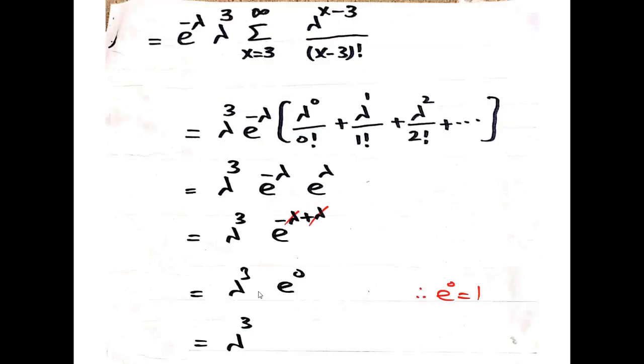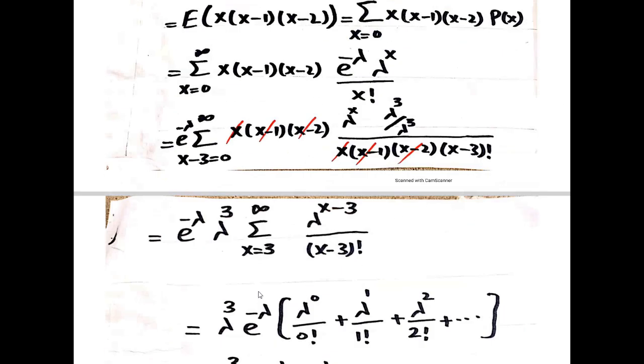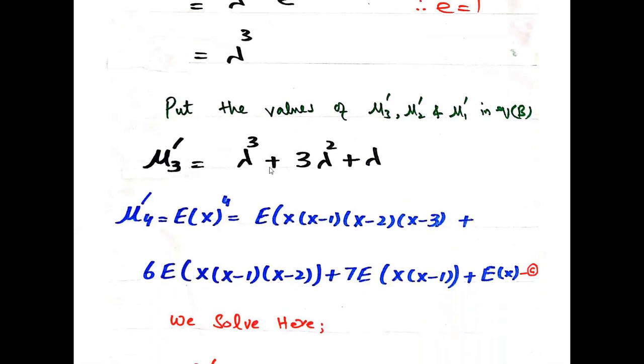So put the value in equation B, mu 3 prime is equal to lambda^3 plus 3 lambda^2 plus lambda. This is the third raw moment or third moment about origin of the Poisson distribution.